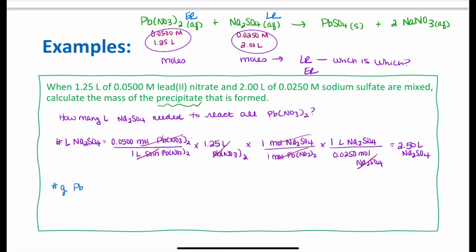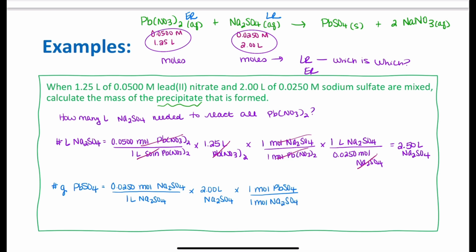How many grams of lead 2 sulfate can I make? I've got a 0.0250 molar solution of sodium sulfate, which is 0.0250 moles of sodium sulfate over 1 liter of sodium sulfate solution. In total, I have 2 liters of this solution though. I see from a balanced reaction that 1 mole of PbSO4 is produced for every 1 mole of Na2SO4 consumed. And my mass of lead 2 sulfate, I add that up.